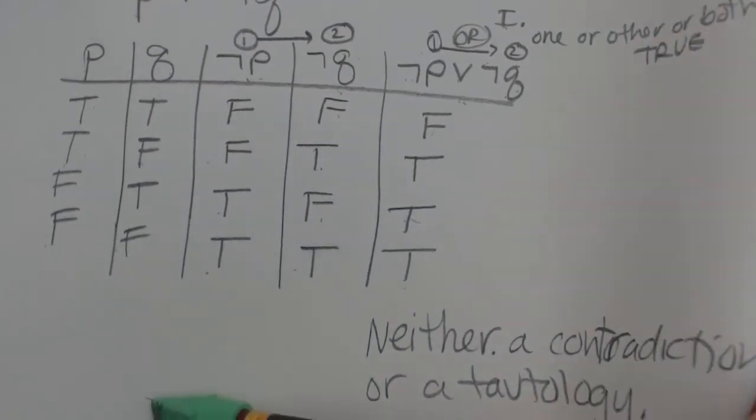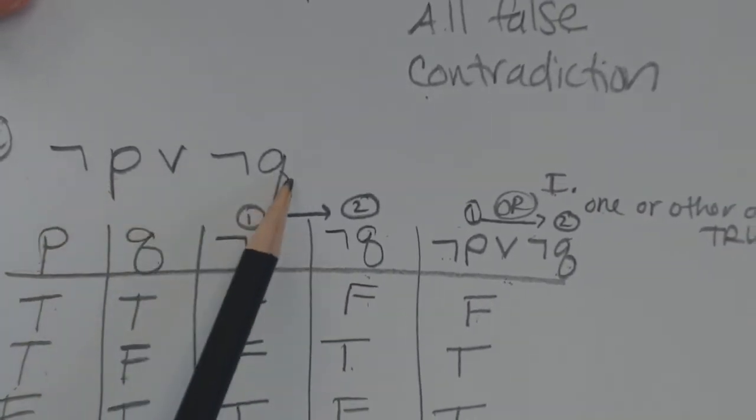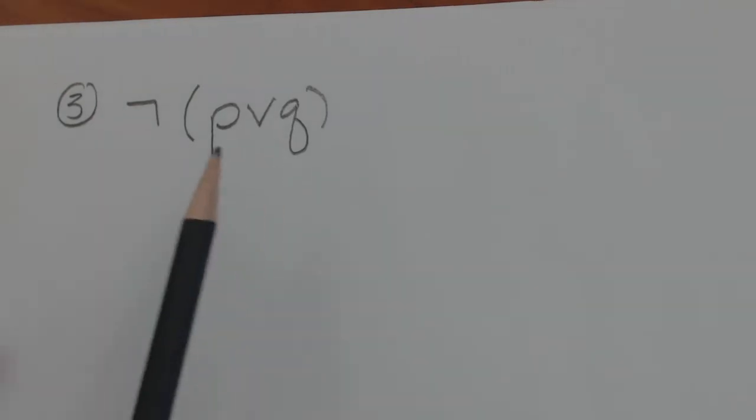On to number 3. Number 3 on our paper is not parentheses P or Q. I wonder what this is going to look like. Because for the last one, we had not P or not Q. This one we have not parentheses P or Q. So I wonder if it's going to be the same or different.